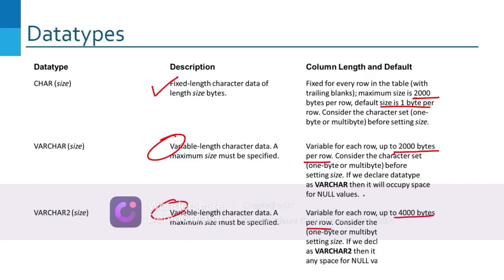Some more differences are written here, but I'm not going to cover them because they are not that important. Varchar and varchar2, if you know the difference in memory size, that's enough. People generally use varchar2 because it has the most bytes per row. So that is what they use.